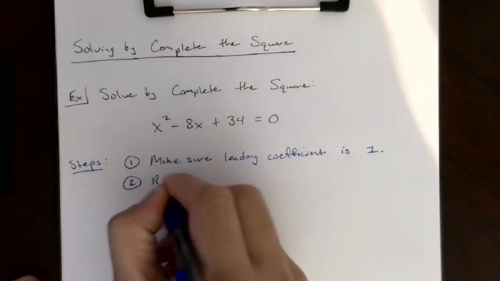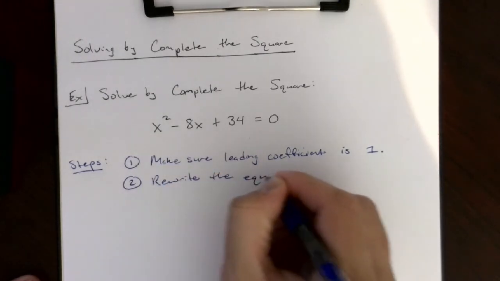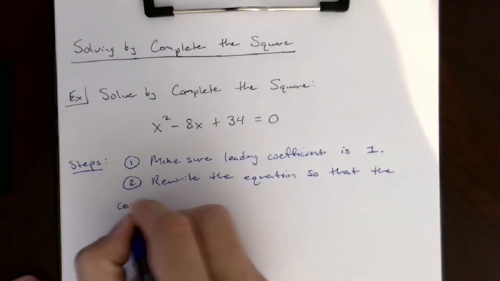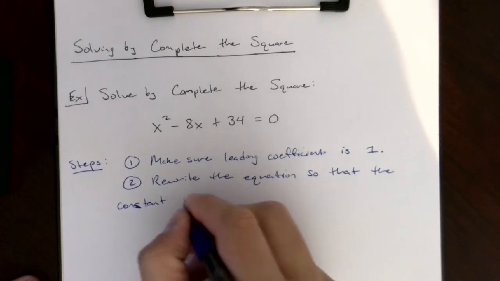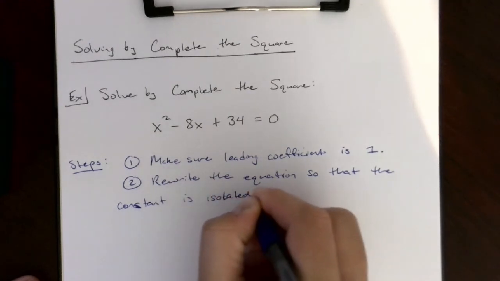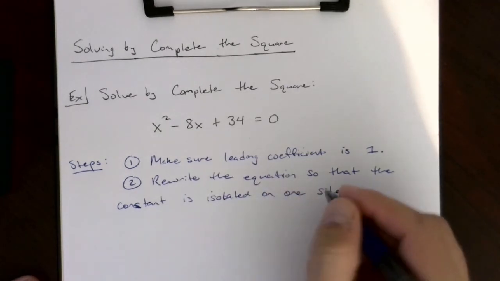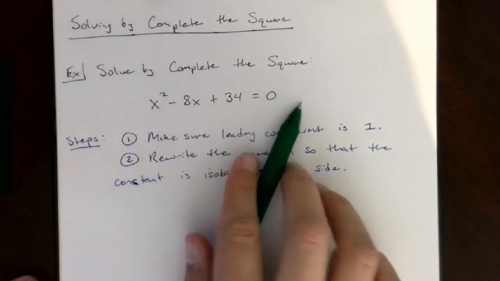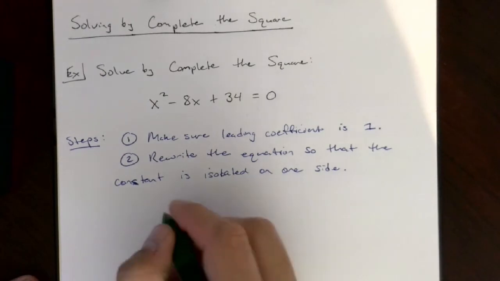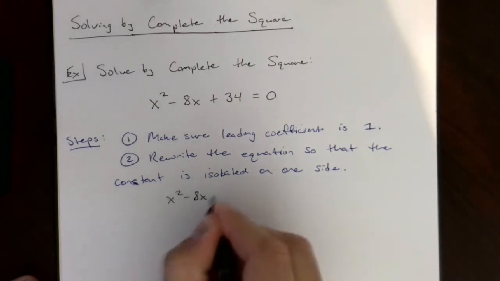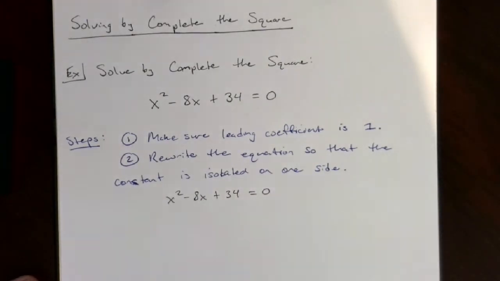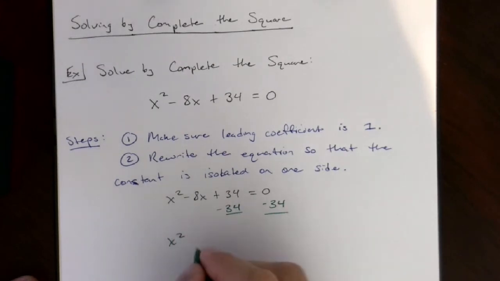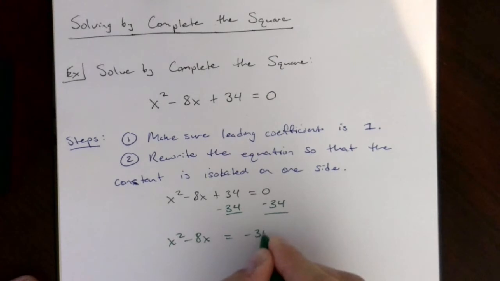Second step, you're going to rewrite the equation so that the constant is isolated on one side. So you have these quadratic equations that have the highest power of 2, and the idea is that you want the constant on the other side and everything that has variables on the opposite. The equation we had was x squared minus 8x plus 34 equals 0. It's just me rewriting the first one. So what I'm going to do is subtract 34 from each side to get the constant on the opposite side of where the variables are. So notice with this, x squared minus 8x equals negative 34.